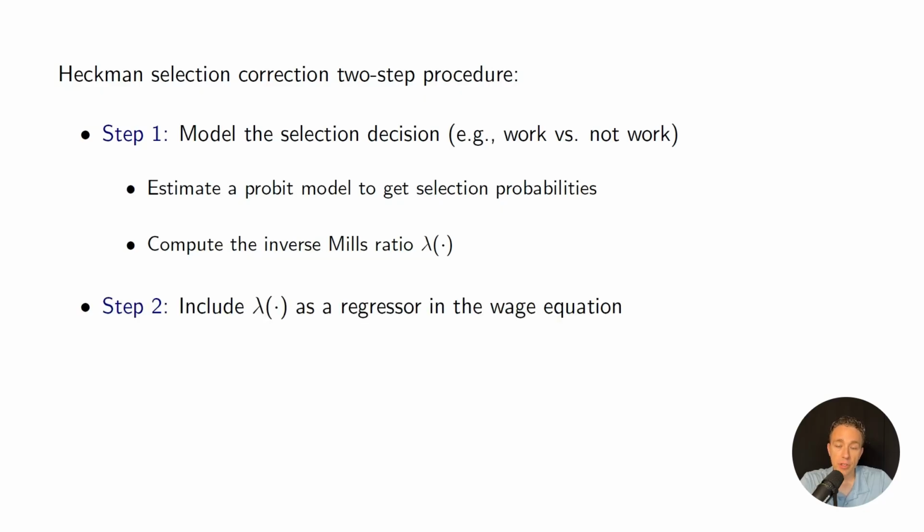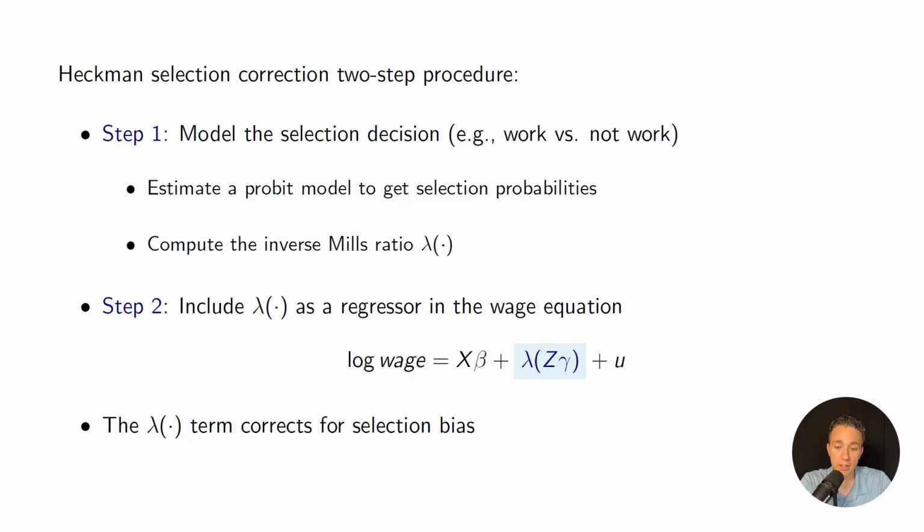And then we can basically put this inverse Mills ratio term into our outcome equation, our wage equation, and that will give us selection-free estimates of the betas that we want. So this lambda term of z times gamma hat is going to be plugged in as if it was any other regressor, and then that's going to correct for the selection bias.